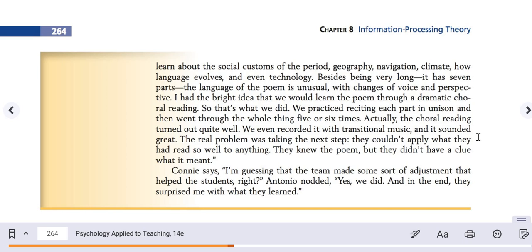Connie says, "I'm guessing that the team made some sort of adjustment that helped the students, right?" Antonio nodded. "Yes, it wouldn't be in the textbook if we didn't. And in the end, they surprised me with what they had learned."